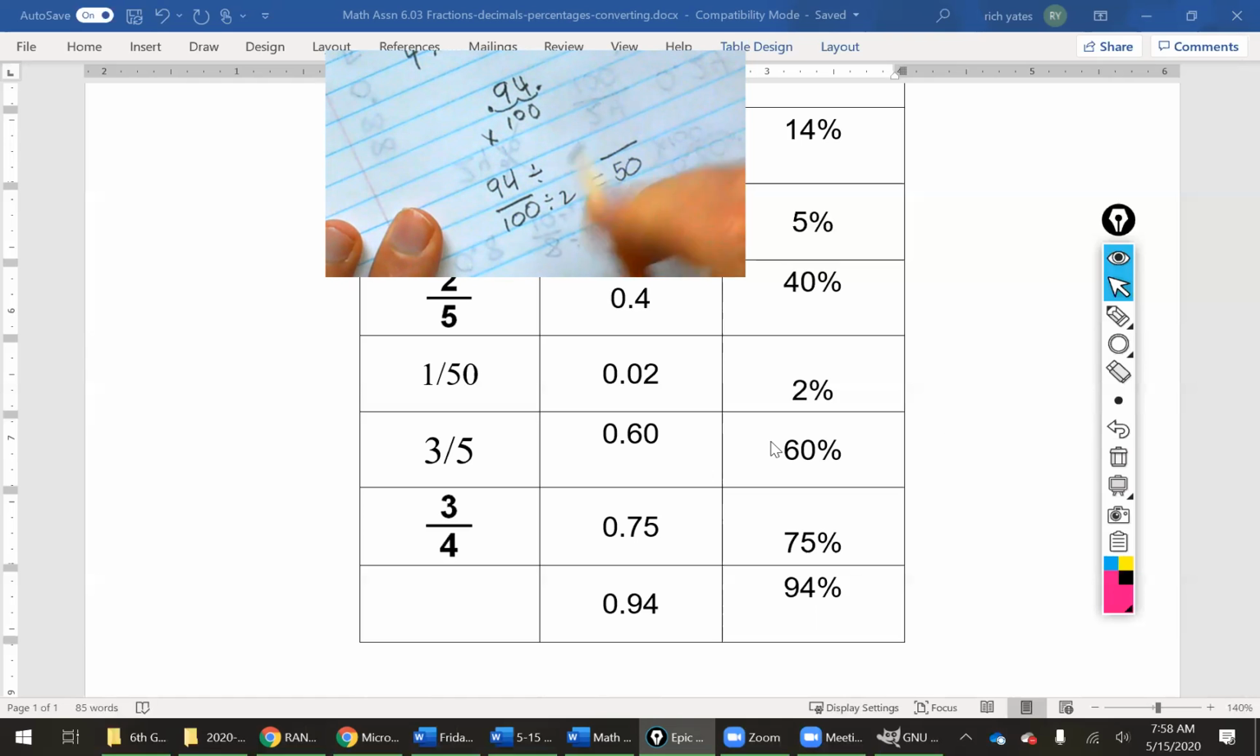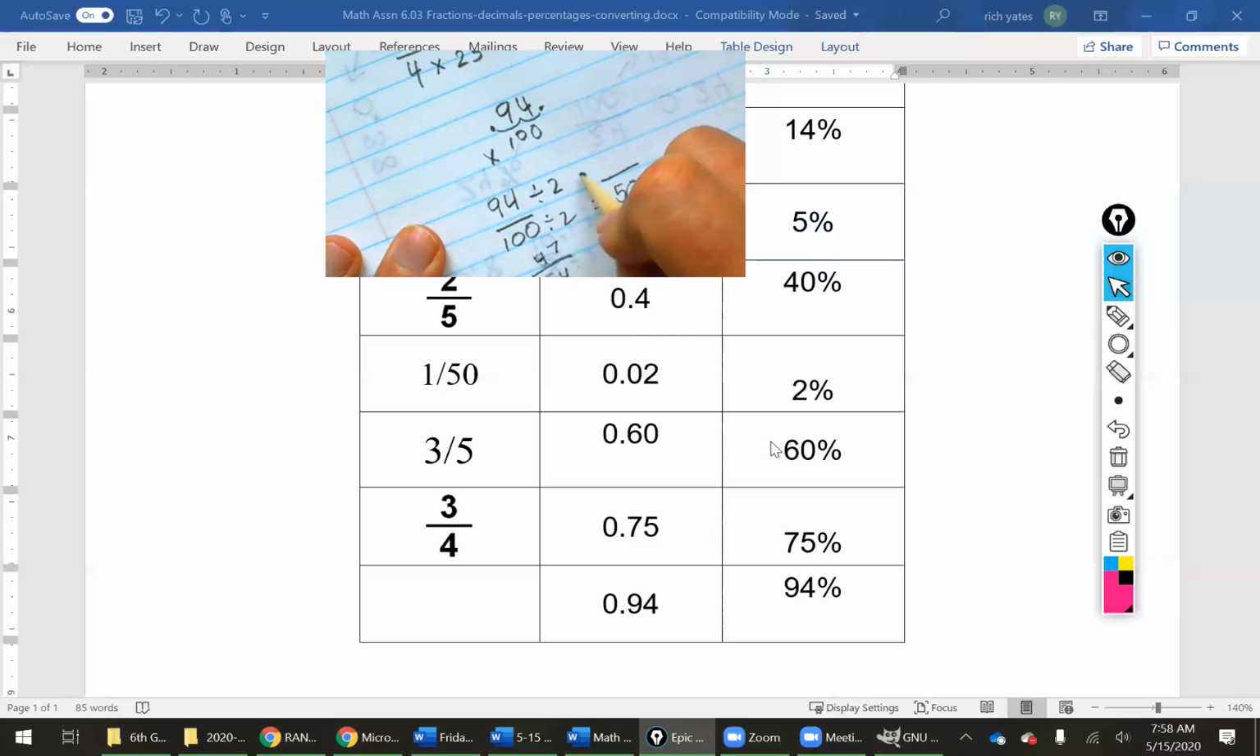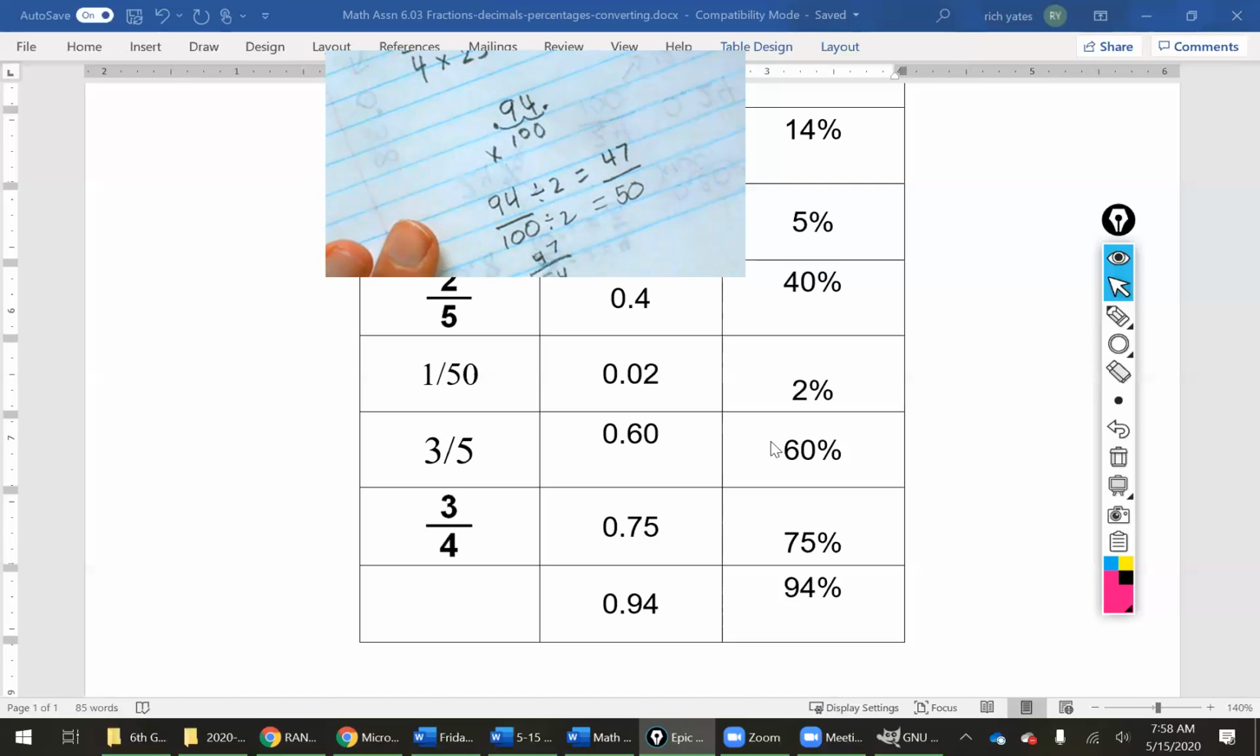94 divided by 2, I'm going to do a little bit of math down here. I don't know that off the top of my head, so I'll just make sure to do some quick, accurate math, which would even be better. 2 times 4 is 8. Now I'm going to say, kids, 1, 4. Okay, so it's 47. And 94 divided by 2 is 47. So my fraction is 47 over 50, which I cannot simplify anymore.